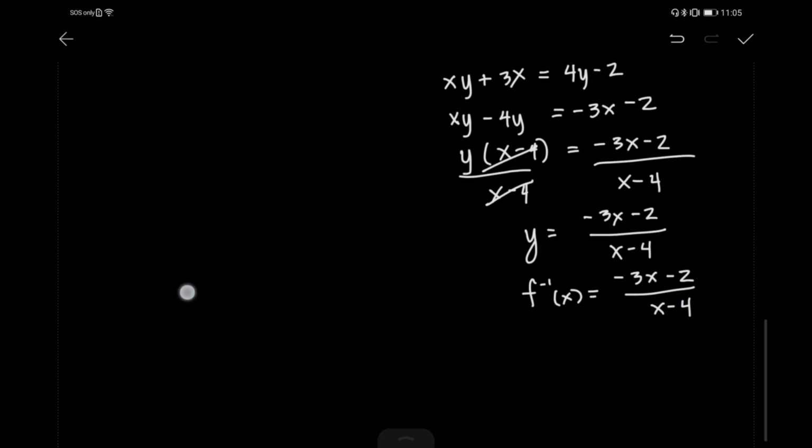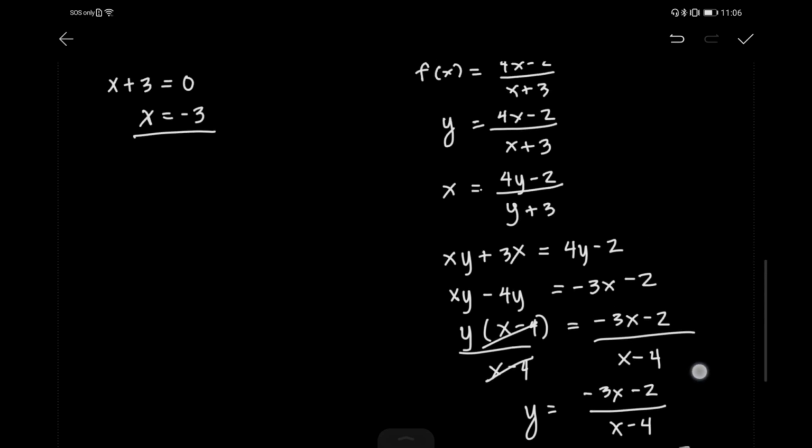So, para makuha natin yung ating range, kukunin natin or titingnan natin yung ating nakuhang inverse function. Then, determine natin kung kailan mag-0 yung denominator ng ating inverse function. So, ito yung denominator ng ating inverse function. So, kailan ba magzi-0 yung x minus 4? So, of course, magzi-0 ito if the value of our x is equal to positive 4. Okay, so ito na ngayon yung ating domain tsaka yung ating range.